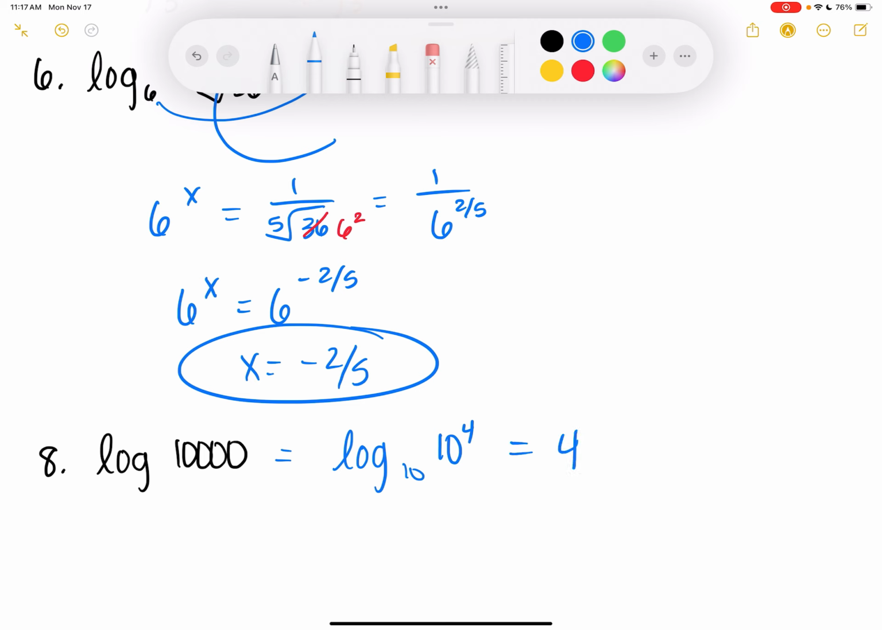You could still do 10 raised to the x is equal to 10,000 and do it that way. Also up to you. I'm trying to show you two different methods because this one uses properties. The other option is just general solving, because technically these aren't really solving for x. We're putting an x there if we're going to solve them out like that.